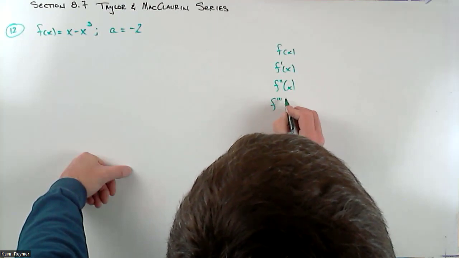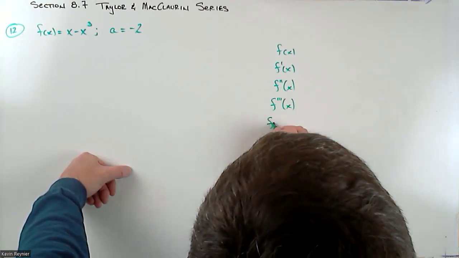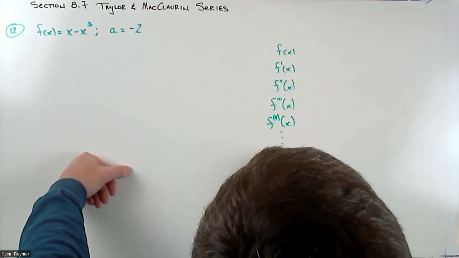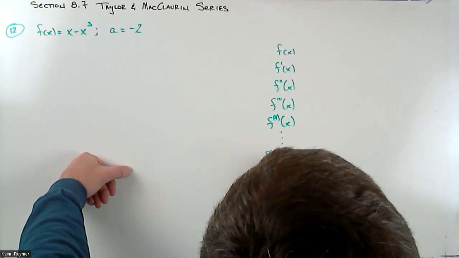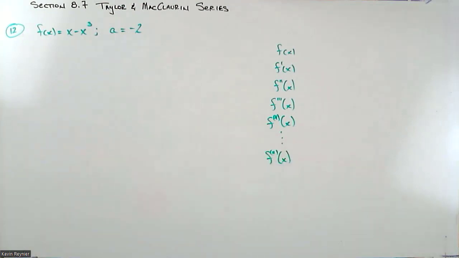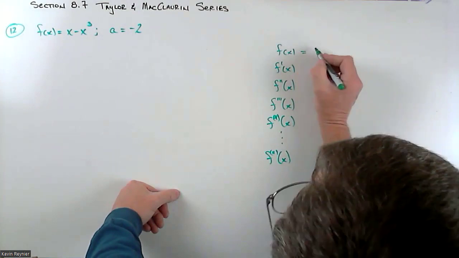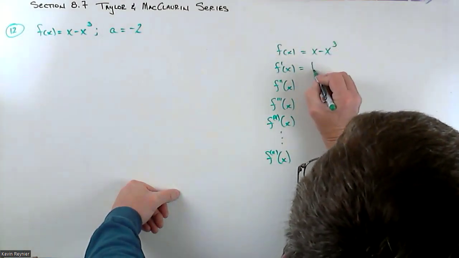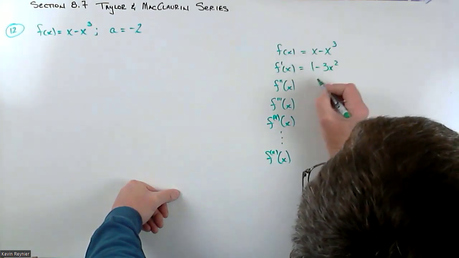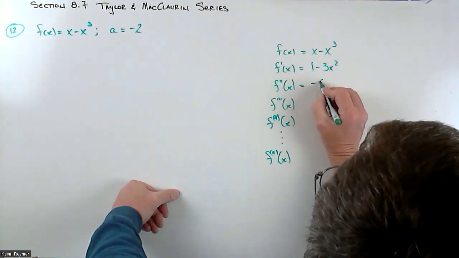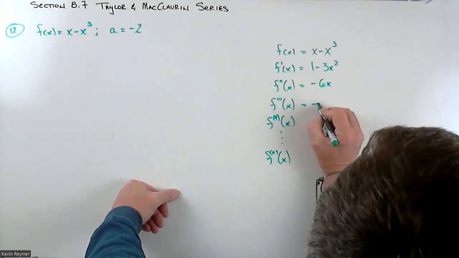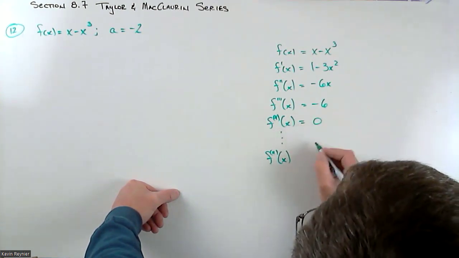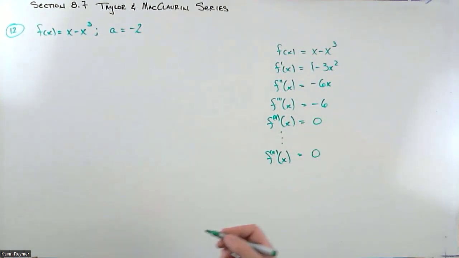Again, remember the chain of derivatives, the ultimate goal here is to find the nth derivative so that we know our coefficients. If we take f of x as given to us, x minus x cubed, the first derivative then is 1 minus 3x squared. The second derivative is going to be minus 6x. The third derivative is going to be negative 6. The fourth derivative is going to be 0, and every derivative after that is going to be 0.